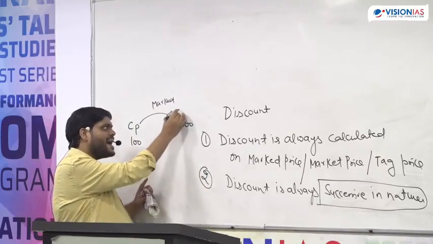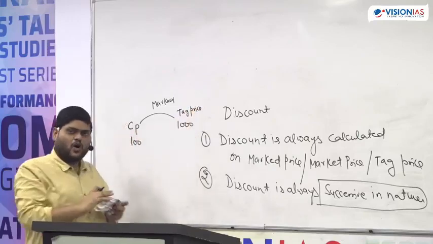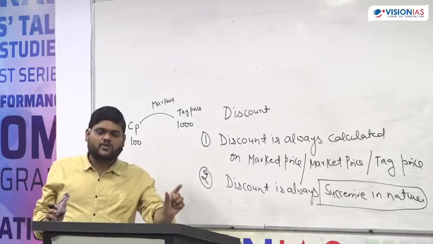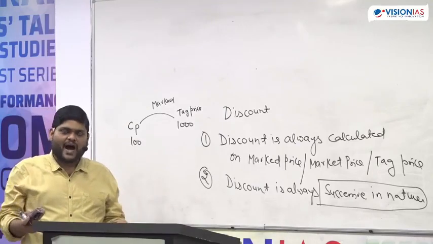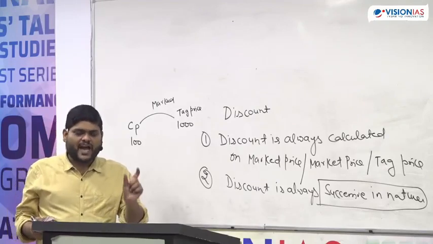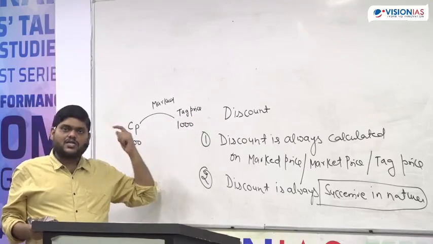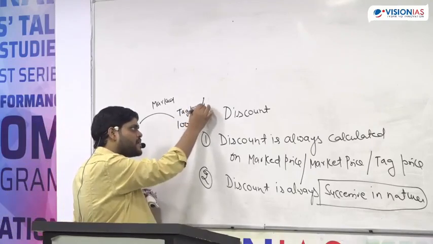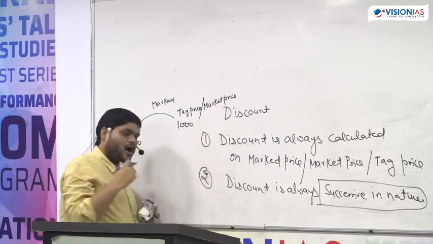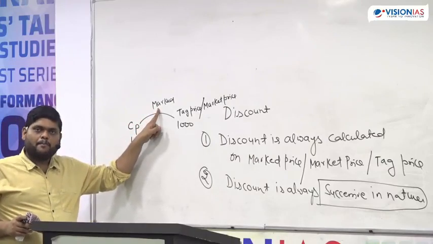And that is called your tag price. Tag price is the price written on the tag of a particular article. You are going to buy a shirt, a tag will be there. So whatever price is written on that tag, that is called tag price, or that is called market price, or that is called marked price.